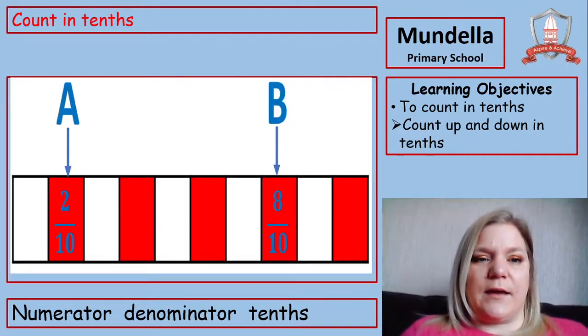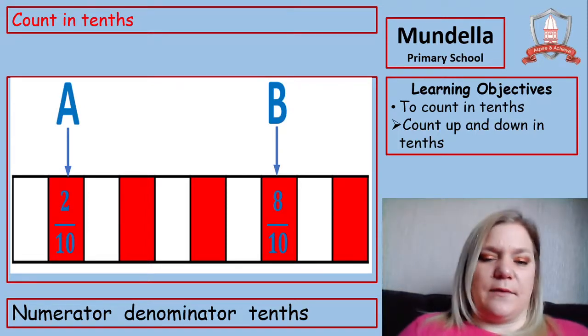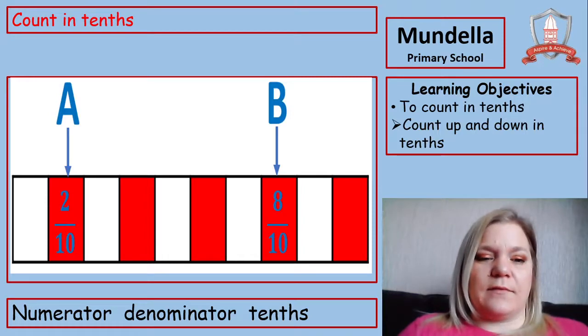Now let's see if we can count together between 2 tenths and 8 tenths. 2 tenths, 3 tenths, 4 tenths, 5 tenths, 6 tenths, 7 tenths, 8 tenths. Well done.